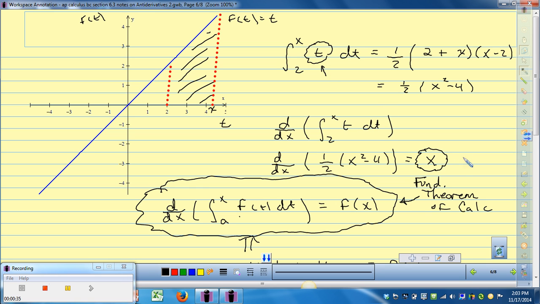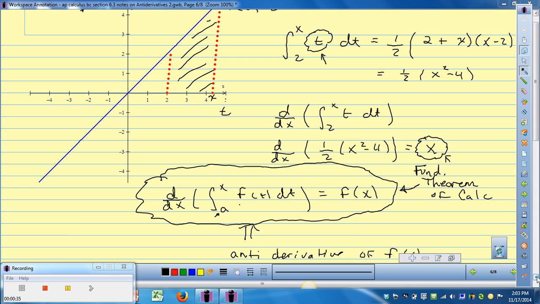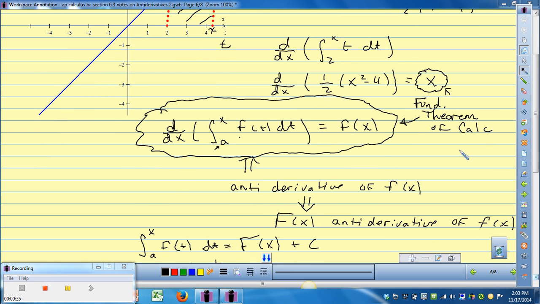Here we started with t, and once we were done taking the derivative of the definite integral, we found out that the derivative of the definite integral was equal to x. So we could conclude, based on our two examples, that the derivative with respect to x of the definite integral from some constant, that is, a is a constant, of f of t dt will equal f of x, which is the original function, but instead of t, we have x.